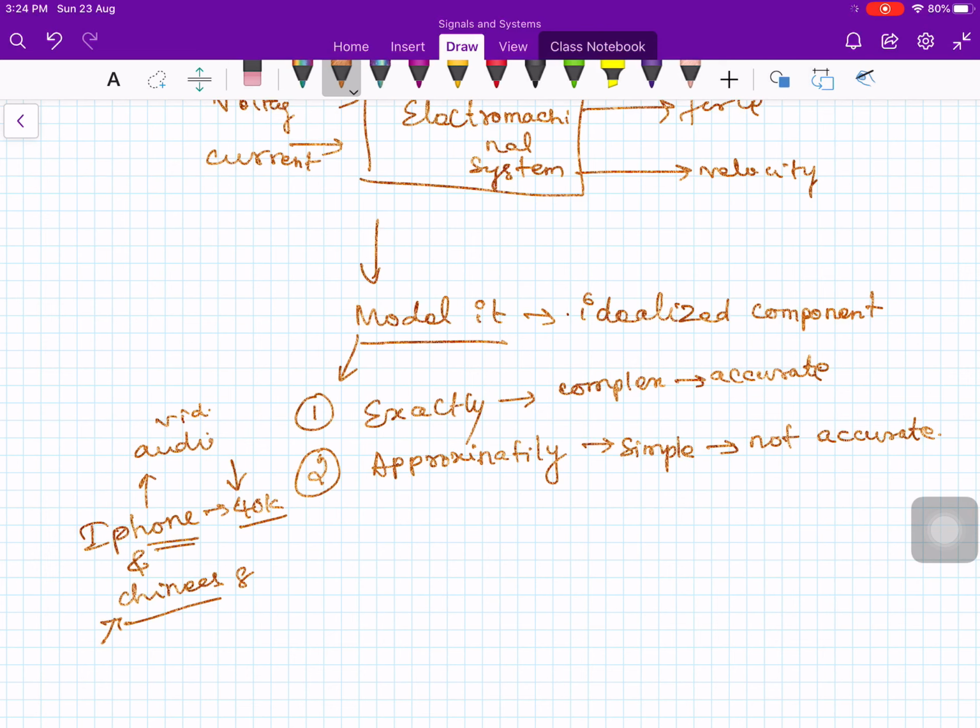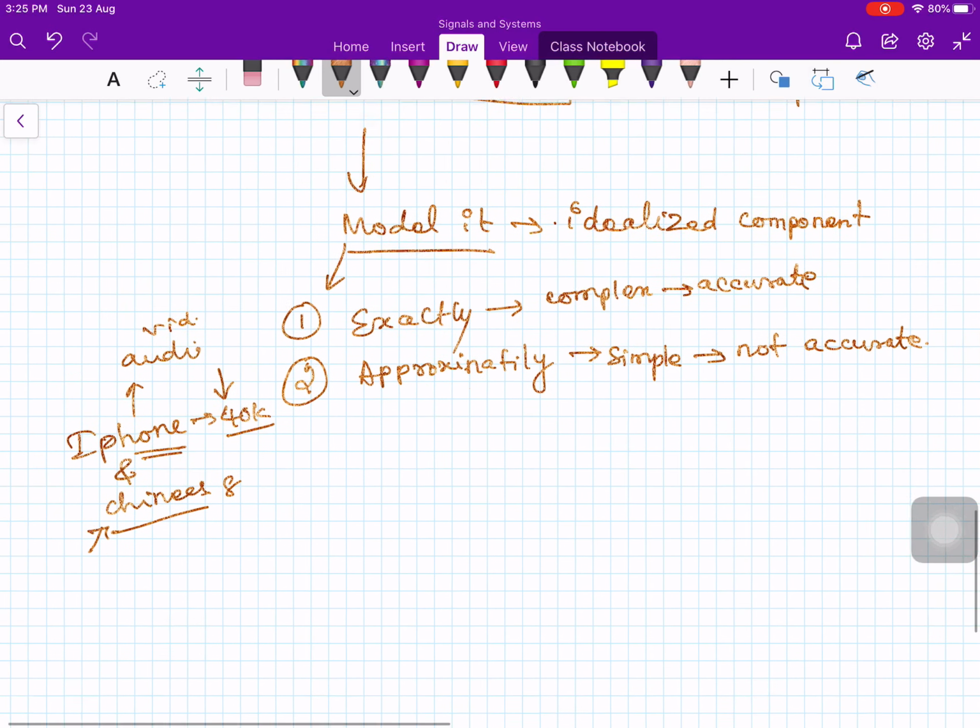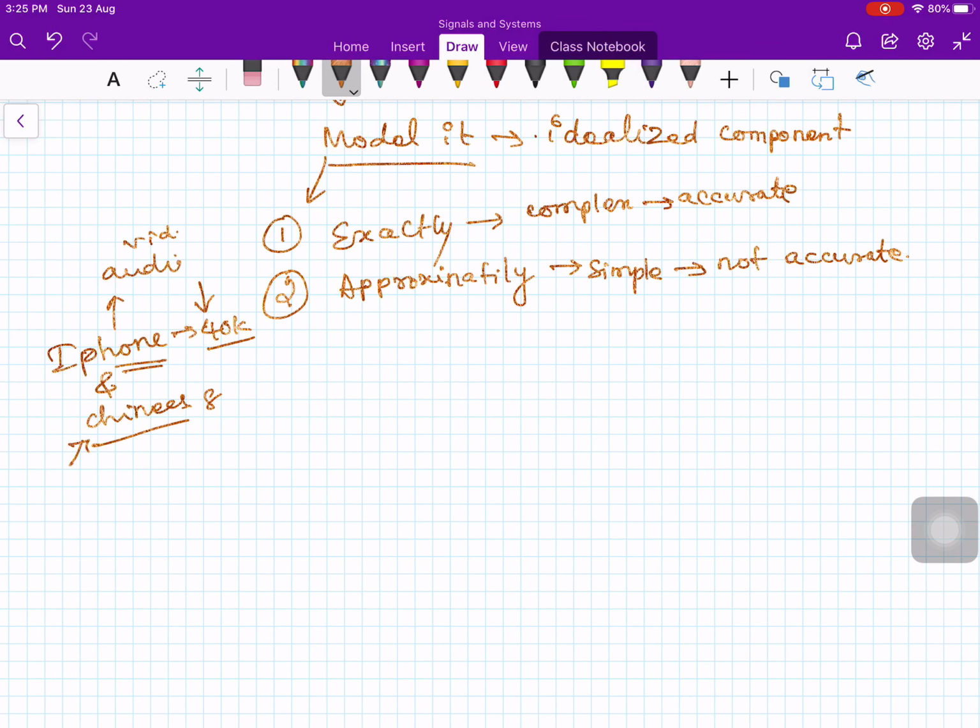Similarly, on the other hand, we would also like to make the model as simple as possible, like Chinese mobile phones, to lend itself to convenient mathematical analysis, so that the person who uses this approximate model for analysis and synthesis will retain sanity. Because when you use a huge, complex model, you will never be able to solve it. When you try to model very accurately, you will have a lot of constraints and a lot of variables. So in that case, it's very difficult to solve it.